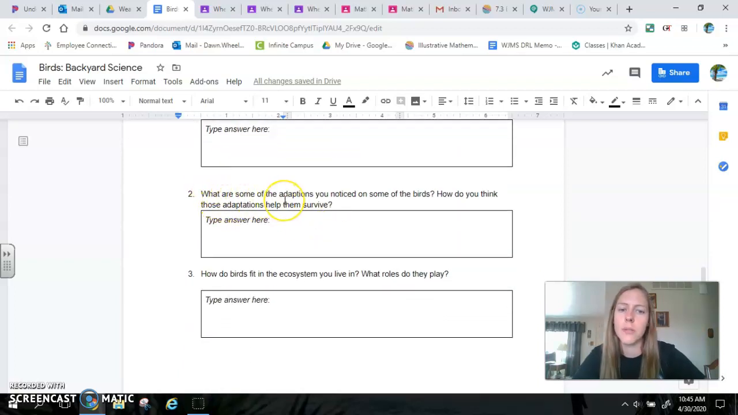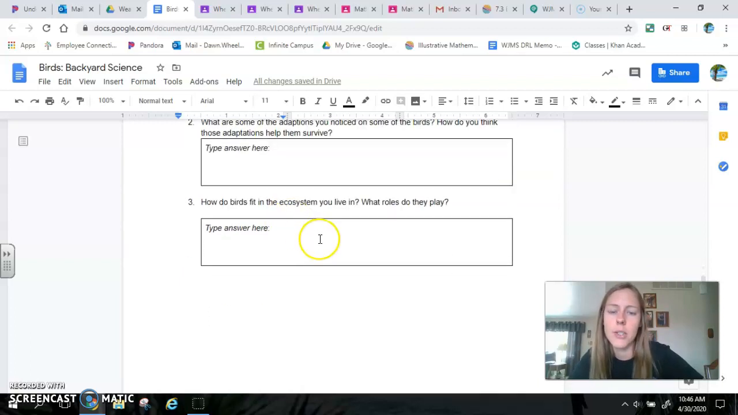What are some adaptations you noticed on some of the birds? Flickers are woodpeckers, so I noticed that they had a really long, probably really hard beak for pounding into things. How do these adaptations help them survive? Well, the flickers drill into holes to find bugs to eat, and they drill holes into trees to have places to shelter themselves. So that really hard beak would be an adaptation to help them find food and to help them find shelter.